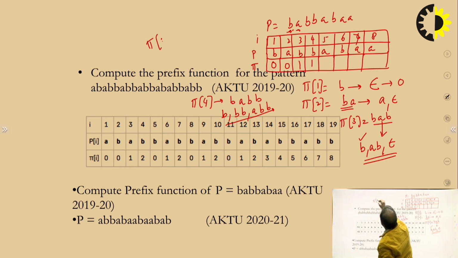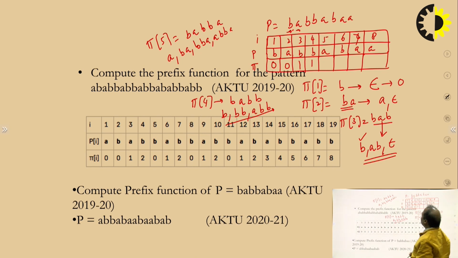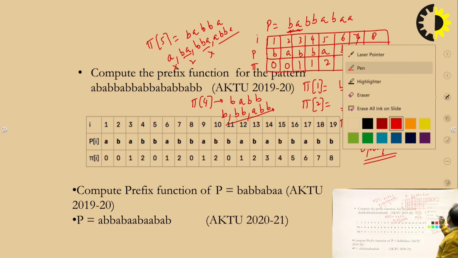If we take pi 5, so this is BBA, right? So its proper suffixes are A, then BA, and then BBA, then ABBA, right? So which one is the maximum? A is not encountered in the prefix, BA is there, BA is part of the prefix, its length is 2. Yes, BBA is not there, ABBA is not there, so this is going to be recorded as 2, right?